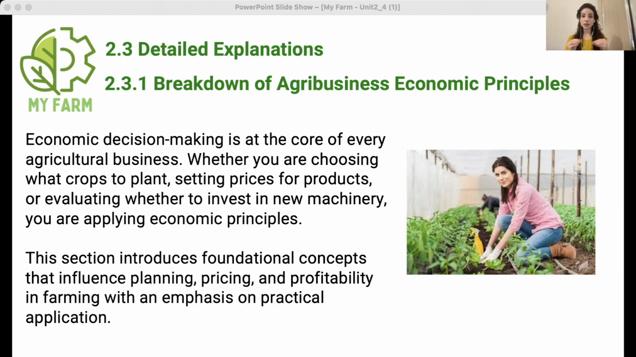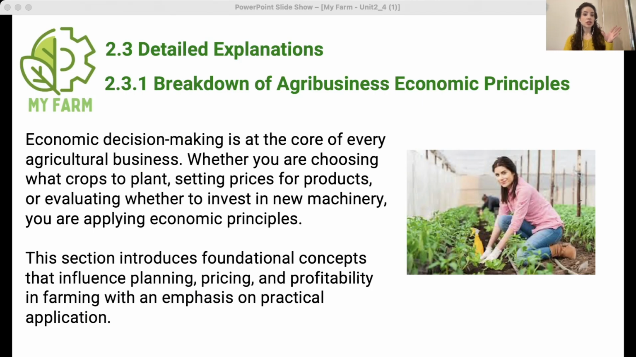Throughout this section, the emphasis is firmly on practical application. The goal is to help you understand why markets behave the way they do and how that understanding can guide better decisions.